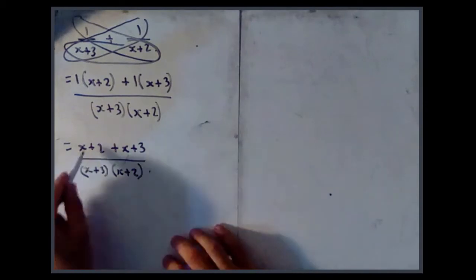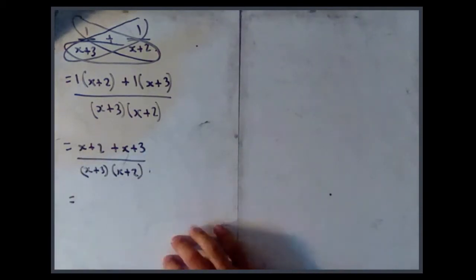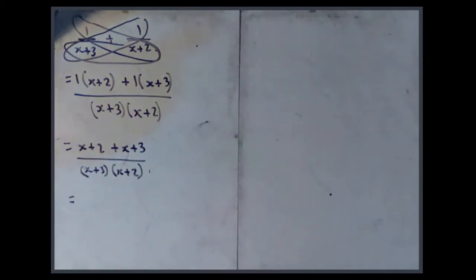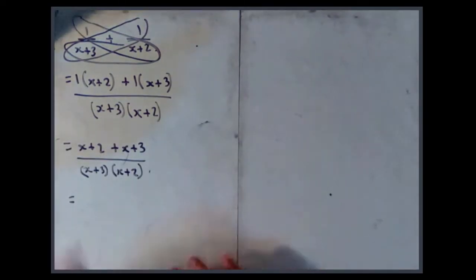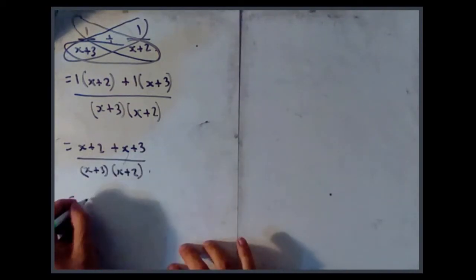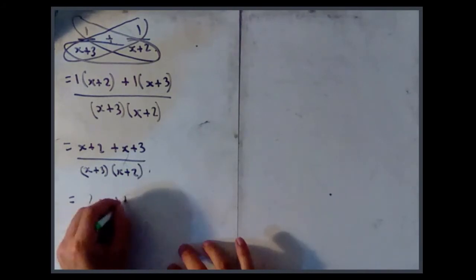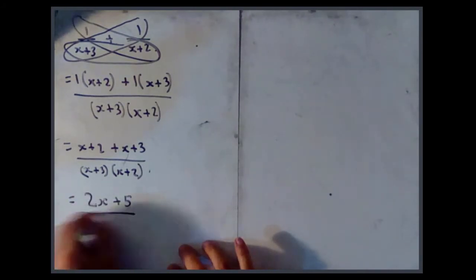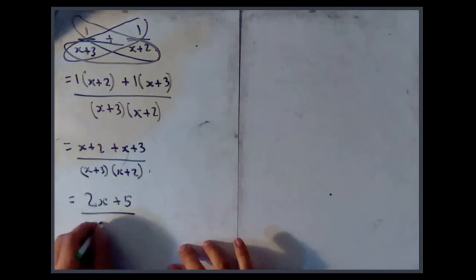What I am going to do is collect the terms on the top, on the numerator. You should absolutely always do that. Simplify the numerator as much as you can, but do not expand the denominator. So this is x plus x is 2x, 2 plus 3 is 5, so that's 2x plus 5 over x plus 3, x plus 2.